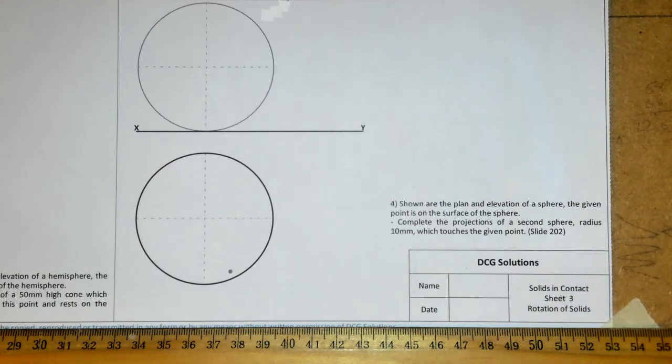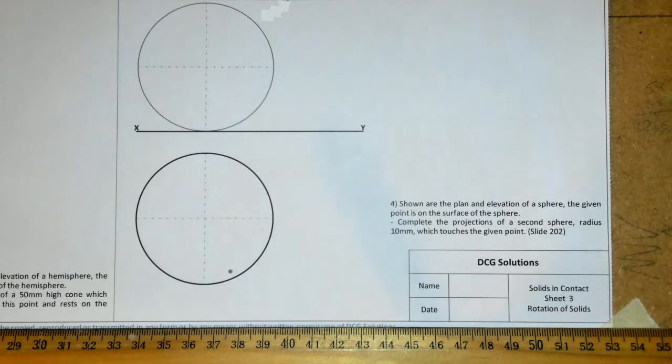Right folks, so the last question on this page, it says shown are the plan and elevation of a sphere. So we've obviously got the elevation here, plan down here. The given point of contact is on the surface of the sphere, so you can see it down here in our plan view where they're shown as the point of contact is. Complete the projections of a second sphere, radius 10 millimeters. Okay, so they haven't really told us a radius before, which touches the given point.